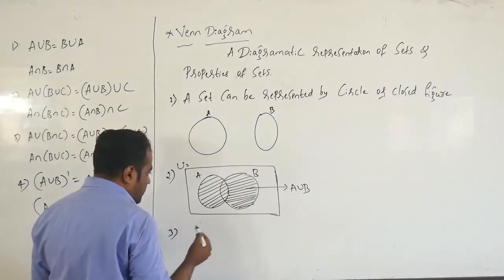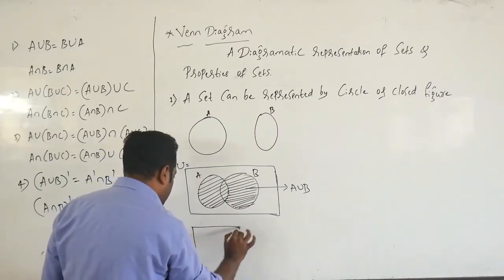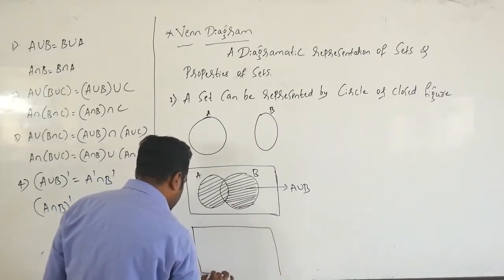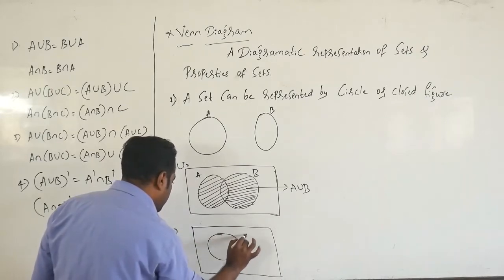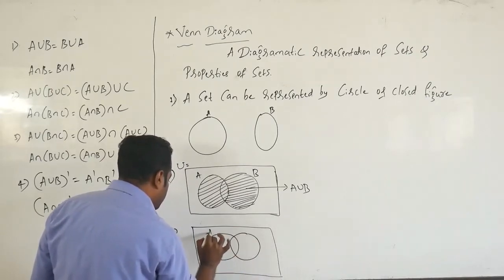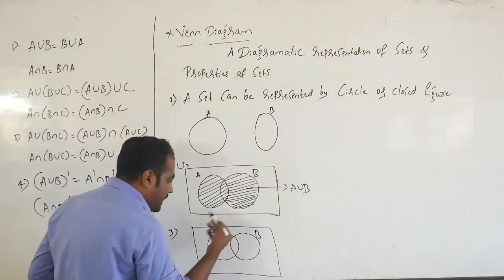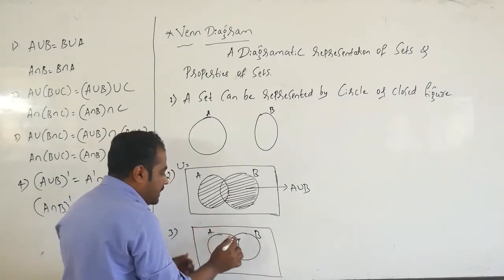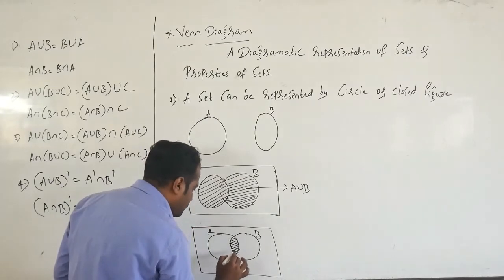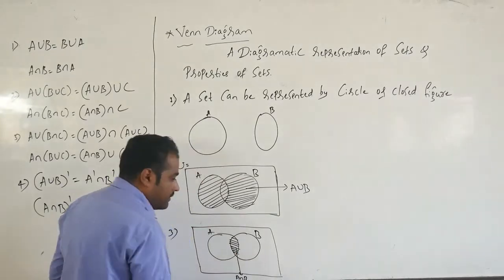Next we have to show that A intersection B, nothing but the common place. Again one rectangle, consider two sets, set A, set B. Intersection means common between A and B. This is the common place. That shaded portion indicates A intersection B.